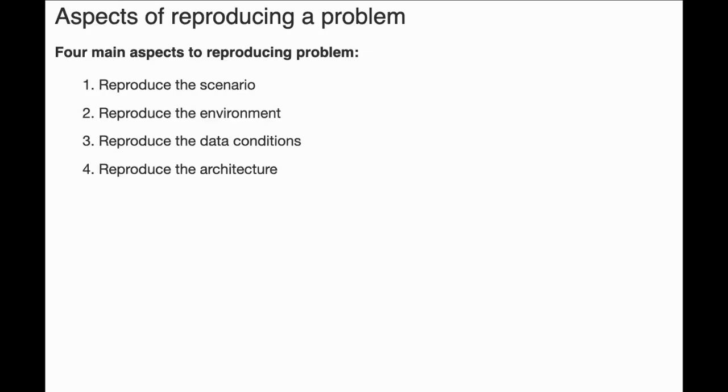Aspects of reproducing a problem. Keep in mind that these are high-level aspects to reproducing a problem. We'll dive deeper into each of these on their own slides. There's 4 main aspects. The first one, reproduce the scenario. Second, reproduce the environment. The third, reproduce the data conditions. And 4, reproduce the architecture.